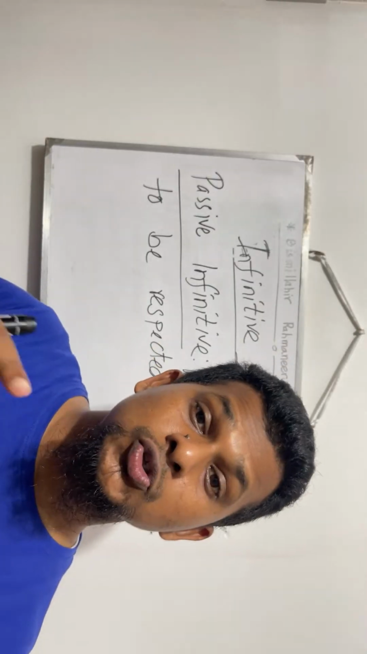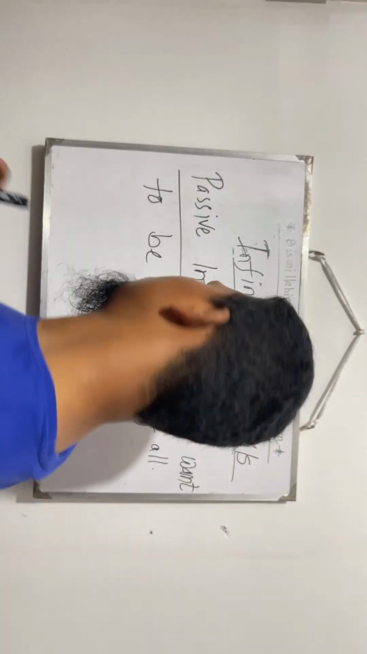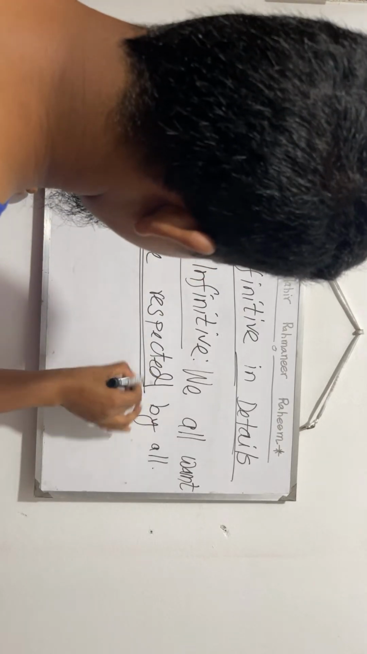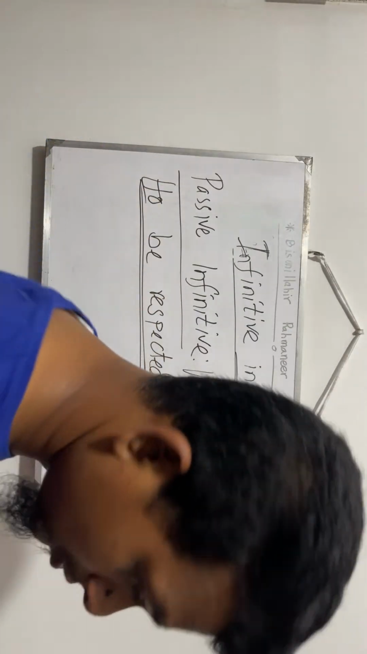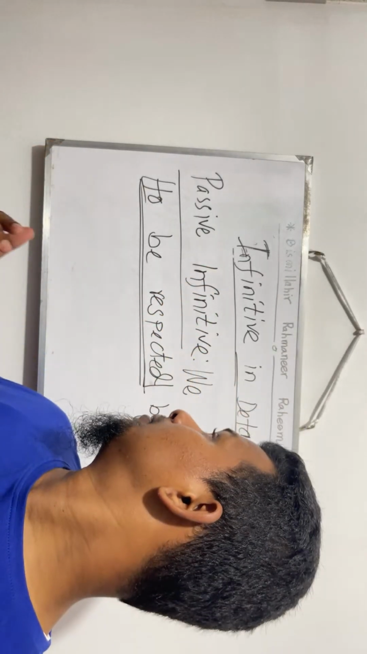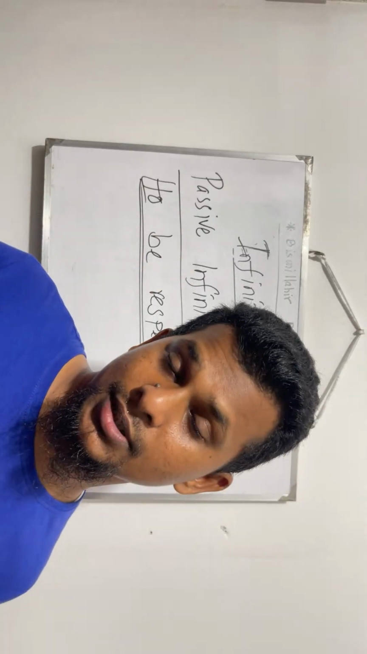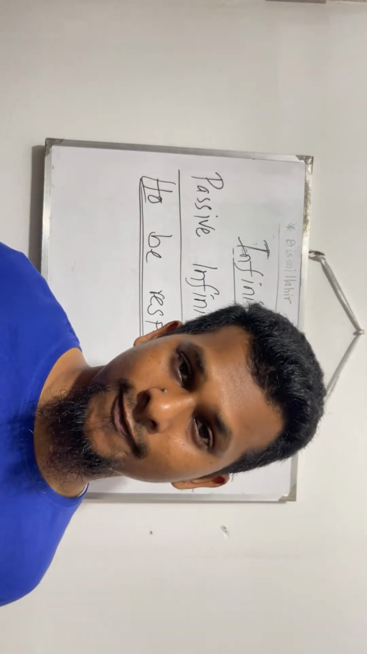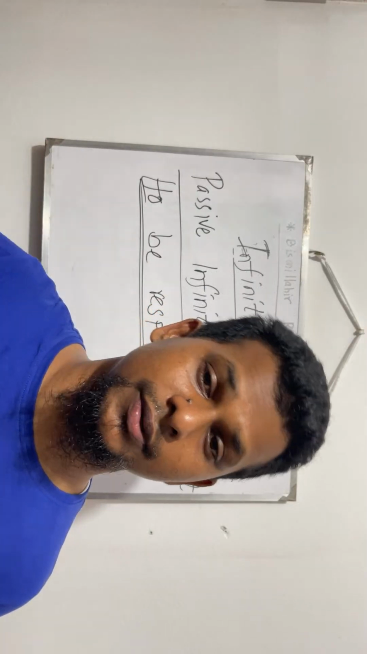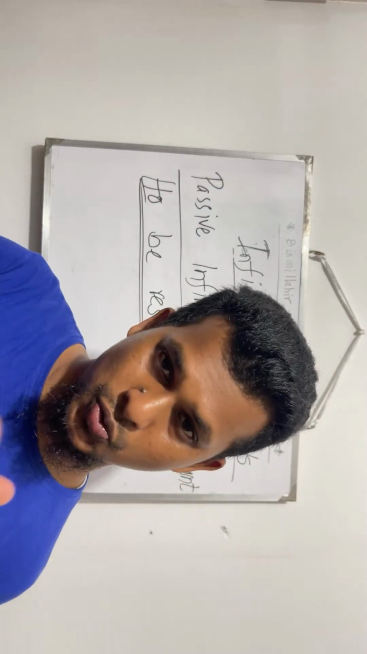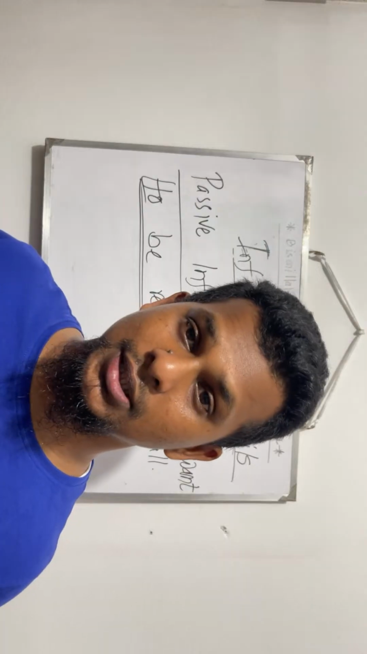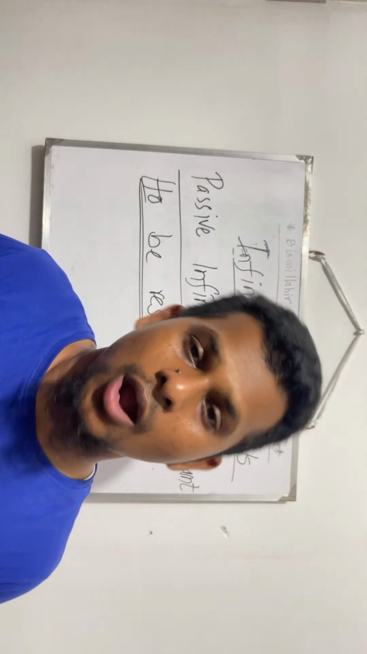We all want to be respected by all. Passive infinitive takes the structure of to plus be plus past participle form of the verb. To plus be plus past participle form of the verb. I want to be respected. We all want to be respected by all.